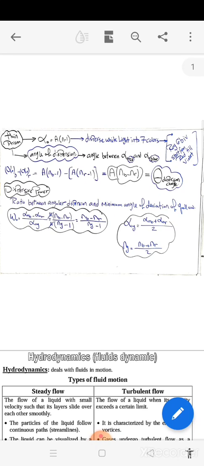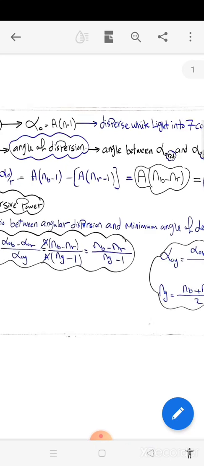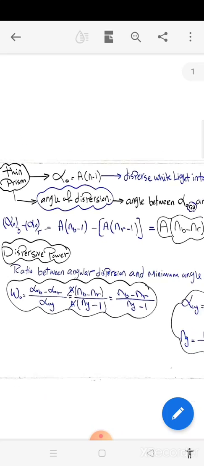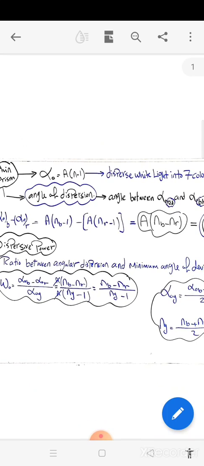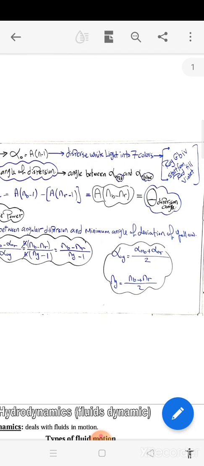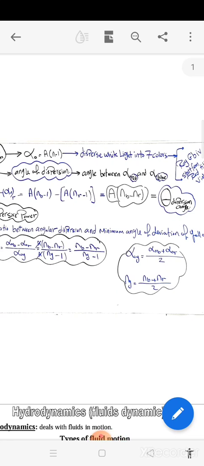In the last record we discussed the thin prism, and the minimum angle of deviation in the thin prism is equal to the apex angle times the refractive index minus 1. From that we have to know that the thin prism disperses white light into 7 colors, which we have known in the preparatory stage as ROY G BIV, starting from the red till violet.